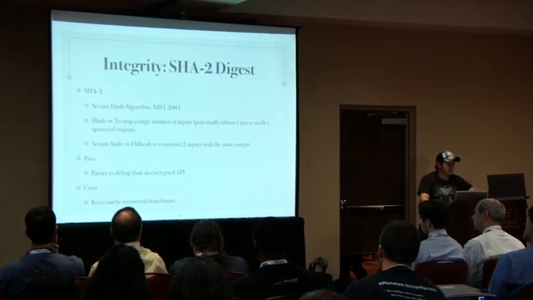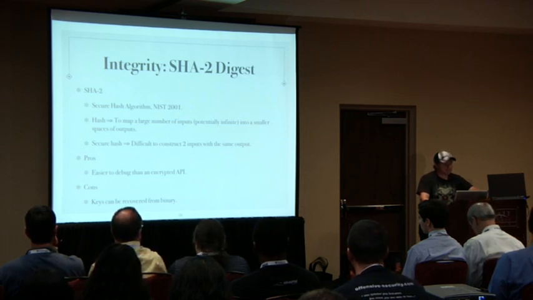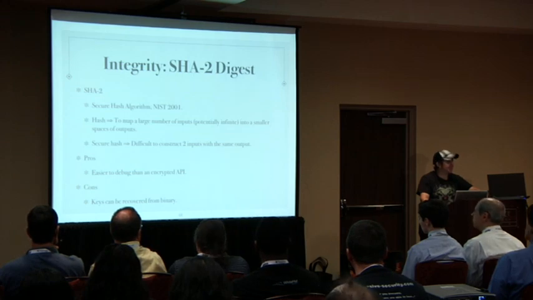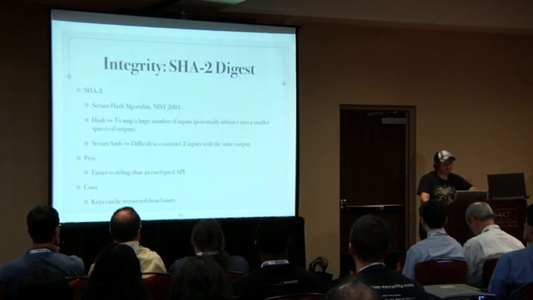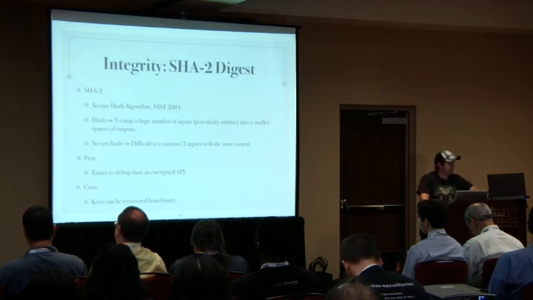So some pros, it's easier to debug than an encrypted API. We ran into this when coding this. Our SHA-2 example actually works straight out of the box, whereas with our encryption examples, it's really easy to mess things up, as I mentioned earlier. So very easy to debug. Some cons, again, keys can be recovered from binary.